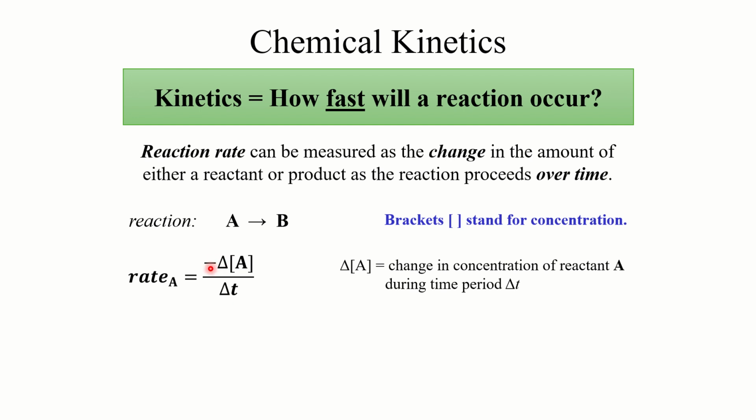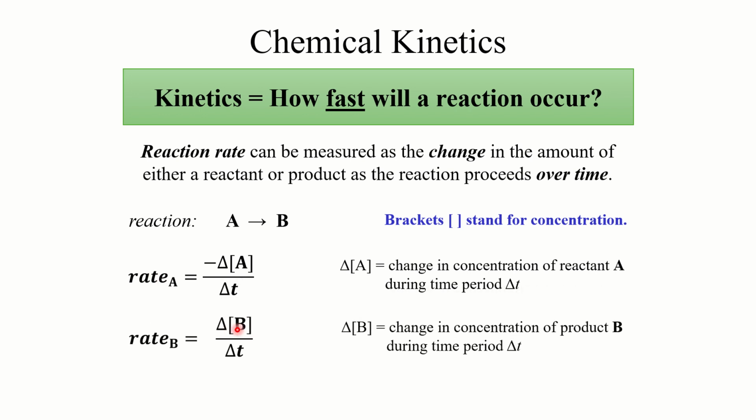The reason for this negative sign is that a reaction rate should always be positive. We always think of reaction rates as being positive. But A here is a reactant, and this reactant is going to be consumed as product B is formed. So A's concentration is going to decrease over time. So delta [A] is going to be negative, and so we need this additional negative sign here to cancel out the negative from this term, making our rate positive.